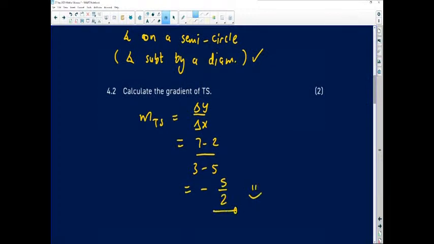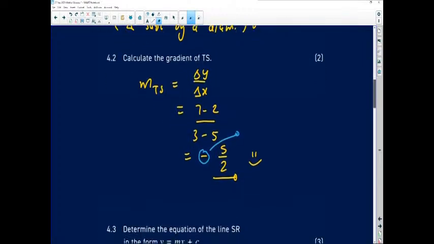Are you happy with this? Yes, the negative tells me that our line is decreasing. Just check these things to make sure they make sense. That tells me that we're dealing with a decreasing line. And indeed, the line TS is a line that is going down. It doesn't matter where S is on the Cartesian plane, but the point is we're dealing with a decreasing straight line. So the answer negative 5 over 2 is actually good news.